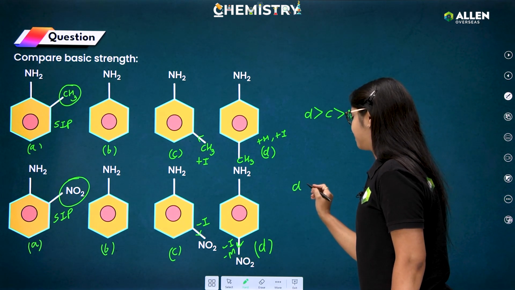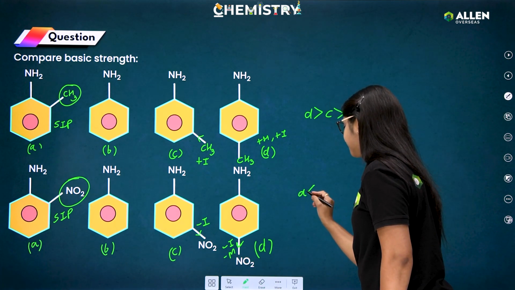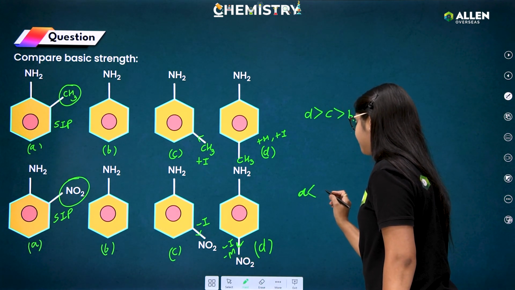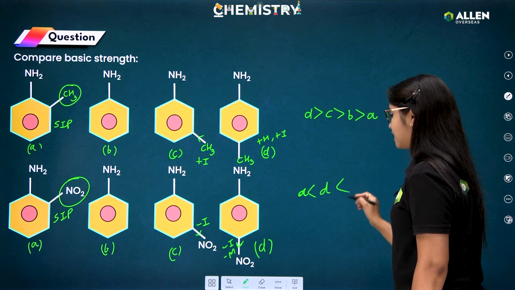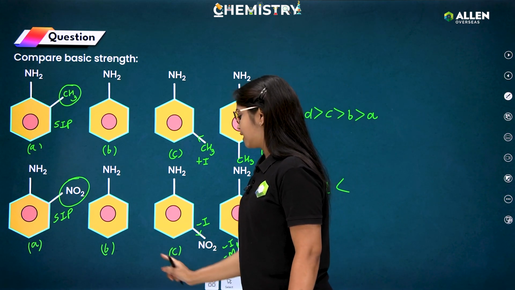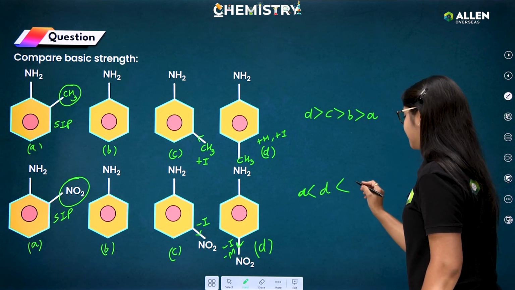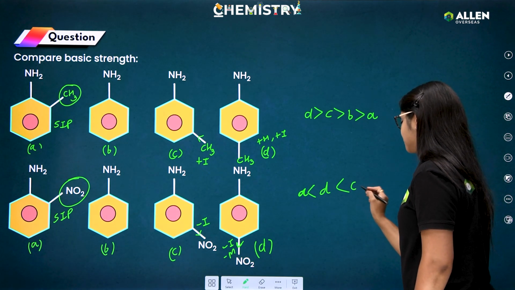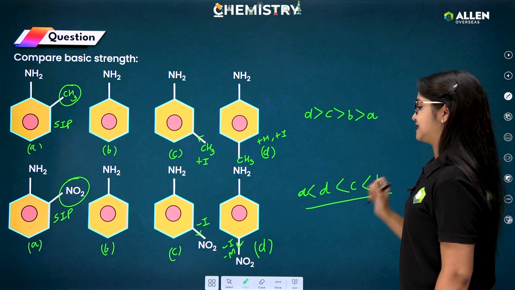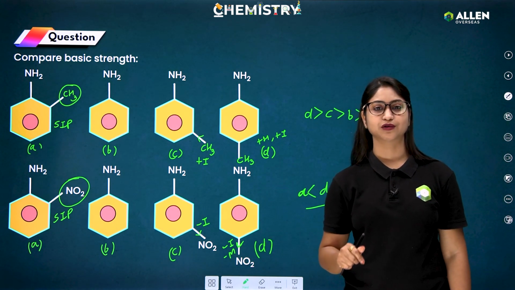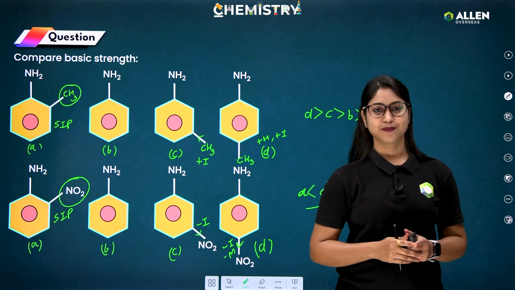So the A compound will be least basic. After A, you will have D. And in B and C, B is not having any electron withdrawing group. So that's why comparatively B is more basic. So C and then B. B will have the most basic nature among all these compounds. Okay, so this is how you can compare the basic strength applying the SIP effect.